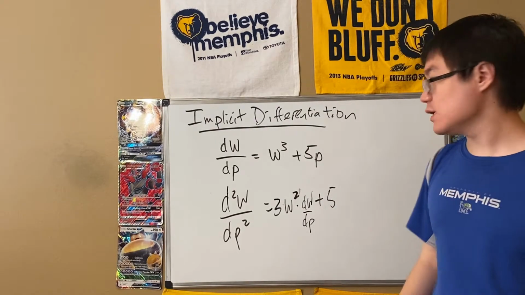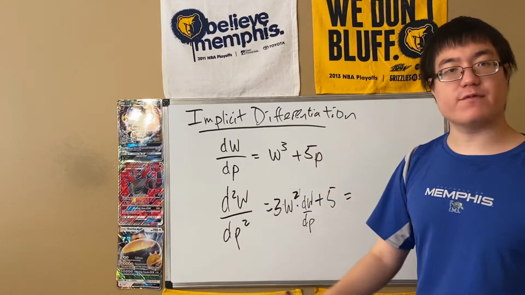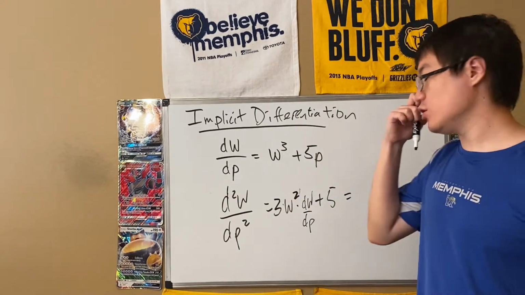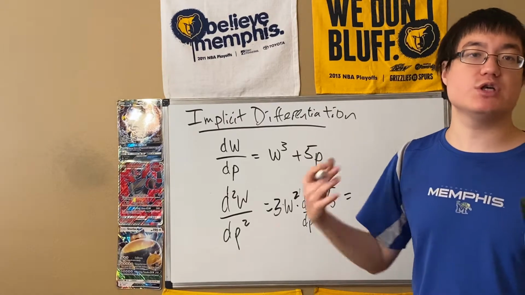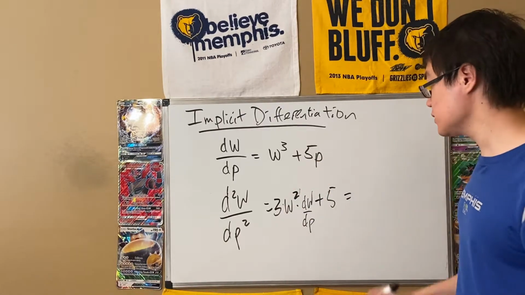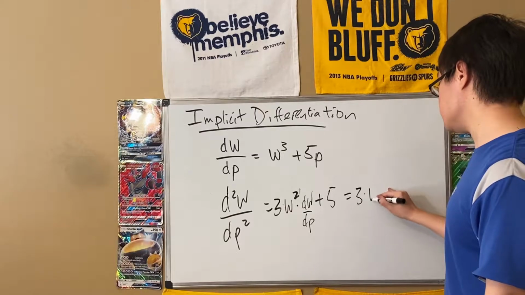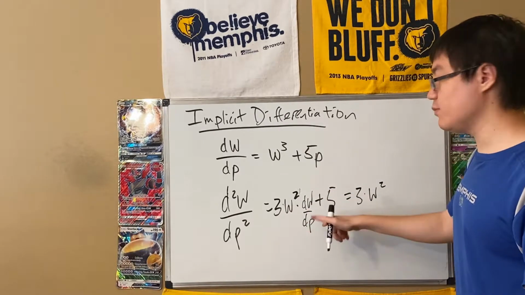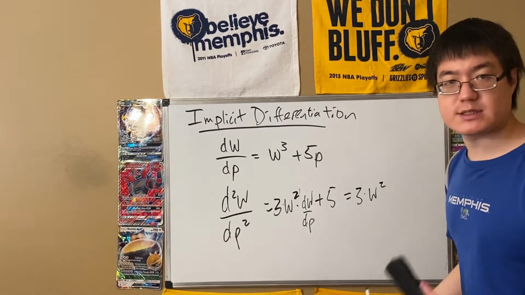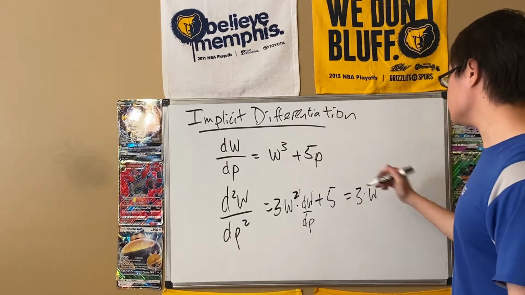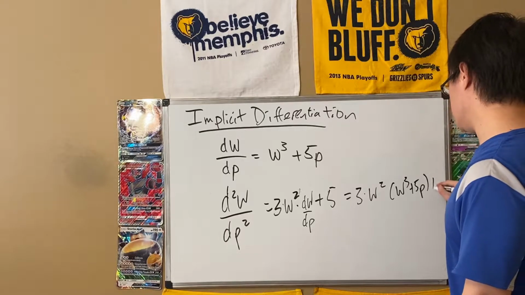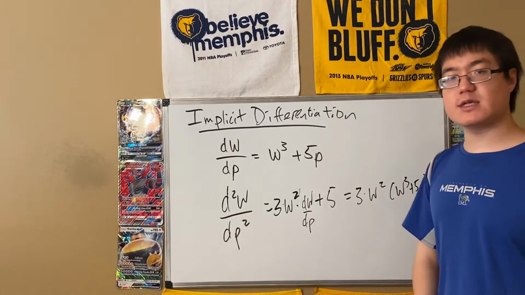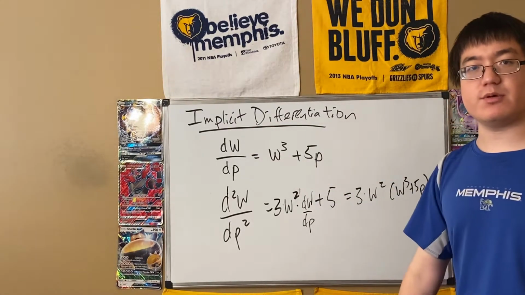Because we had no formula for dw/dp, one thing we can do is replace dw/dp with this so that we can have our answer in terms of just w's and p's and no derivatives. So it's going to be 3 times w squared. And again, dw/dp, which came from the chain rule, implicit differentiation, we'll replace with this. So it'll be w cubed plus 5p. And ultimately, you have a plus 5 at the end. So this is the second derivative in terms of w and p.